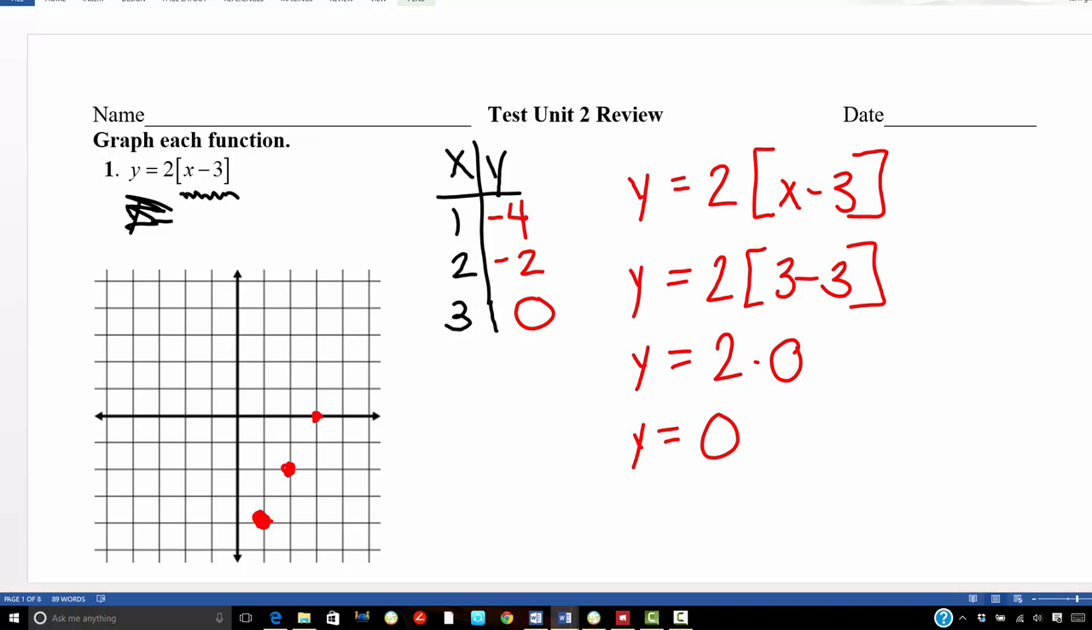You should notice one thing from each successive point. We are going up 2 and over 1. And that's because our amplitude for this problem is 2. So this is very similar to the absolute value functions. And then you also notice this point at the point 3, 0.